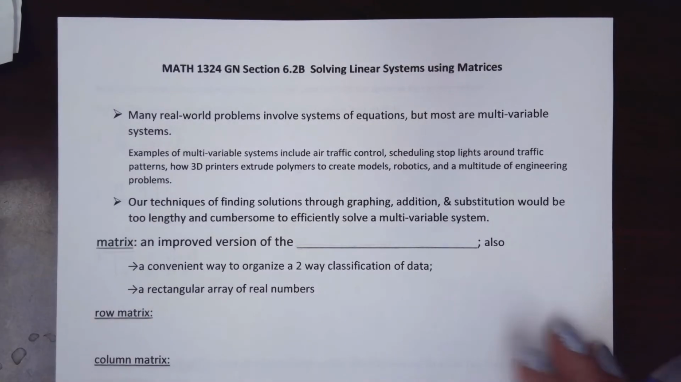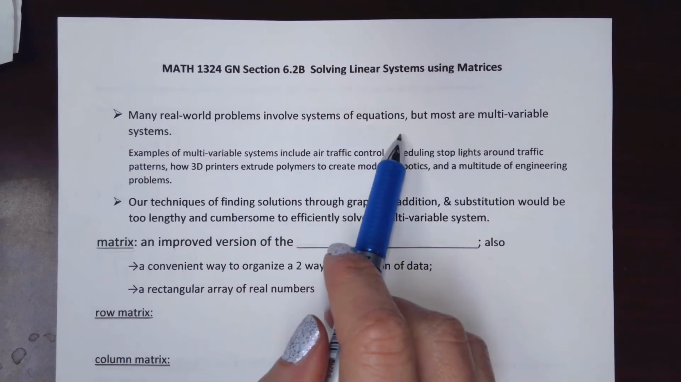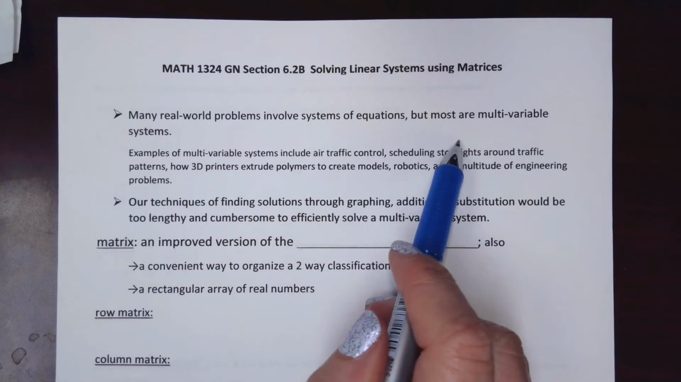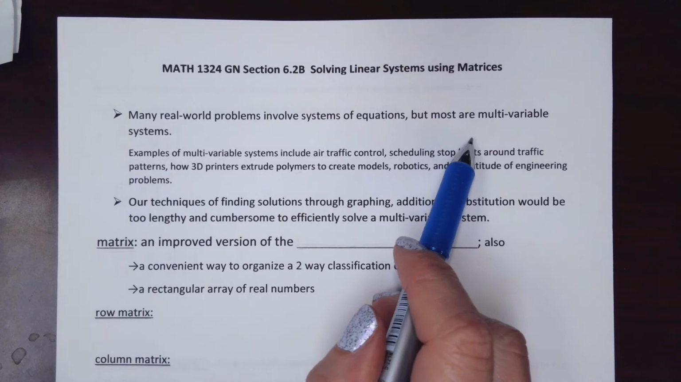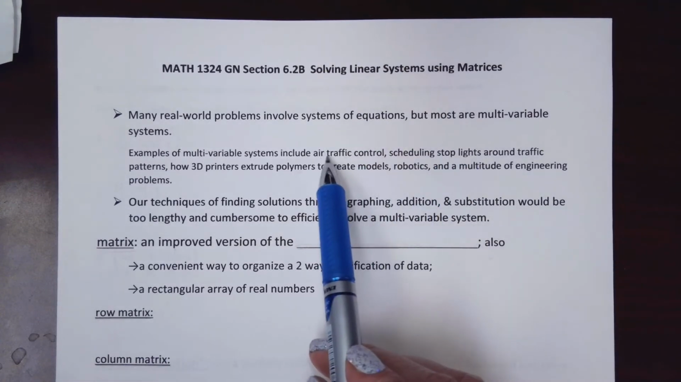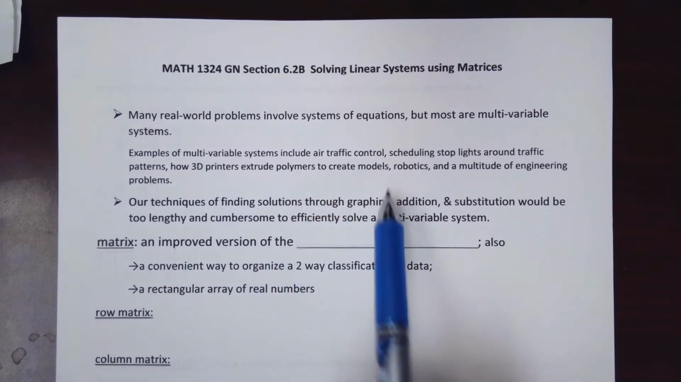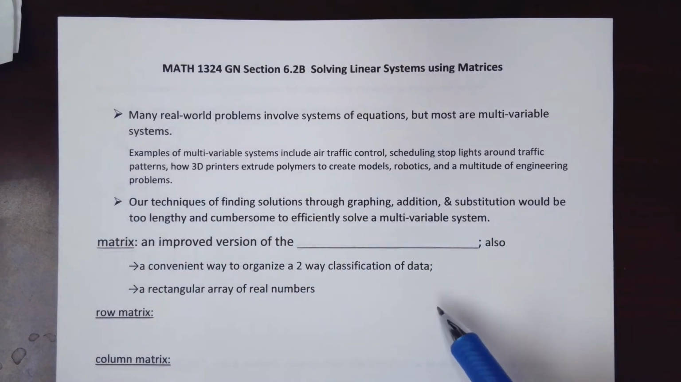A lot of our real world problems involve systems of equations, but they typically have more than 2 or 3 variables. We call these multivariate or multivariable systems. Examples of things like this include air traffic control, stoplight scheduling, 3D printers, robotics, engineering problems. All kinds of things are multivariate systems that we need to work our way through to find the values that we're interested in.